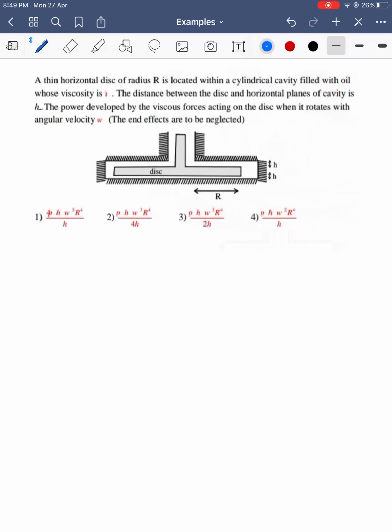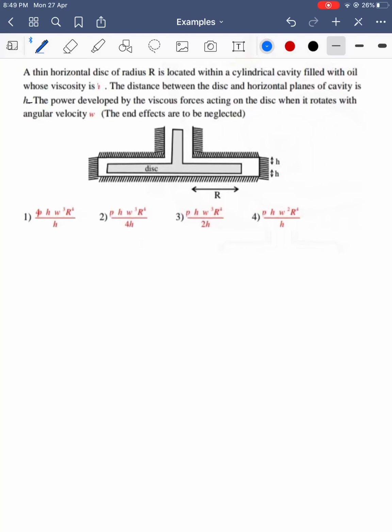Hi students, in this section we are going to see a very important question. It's given in your assignment. A thin horizontal disk of radius r is located within a cylindrical cavity. This is a cylindrical cavity with oil whose viscosity is, just keep it as mu.